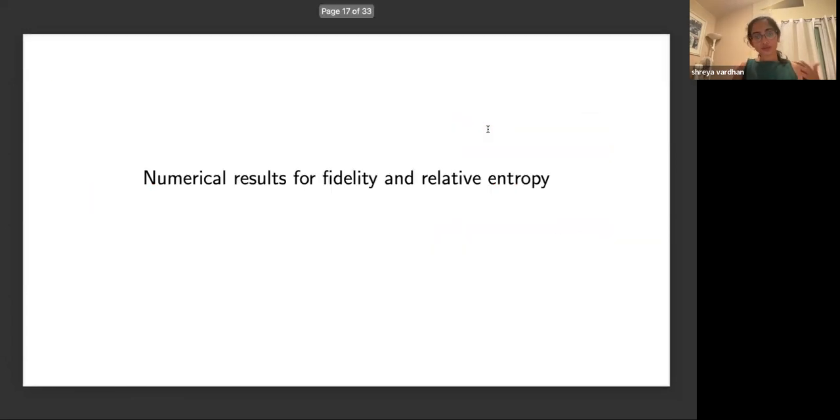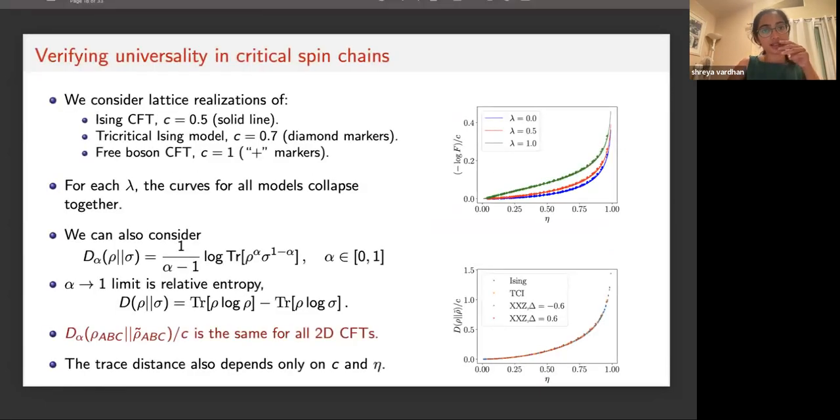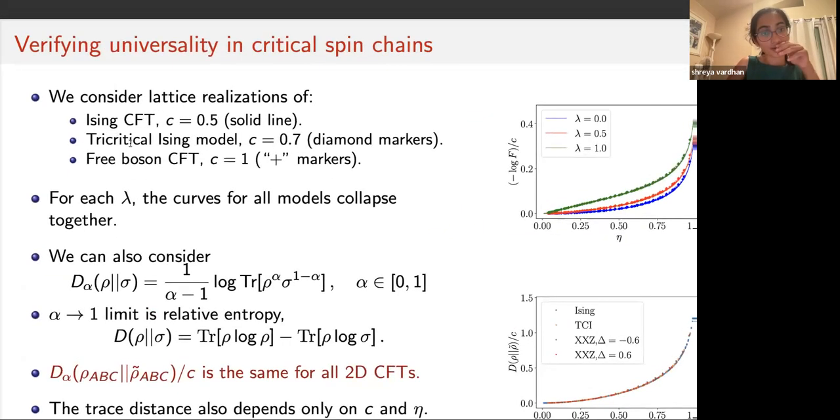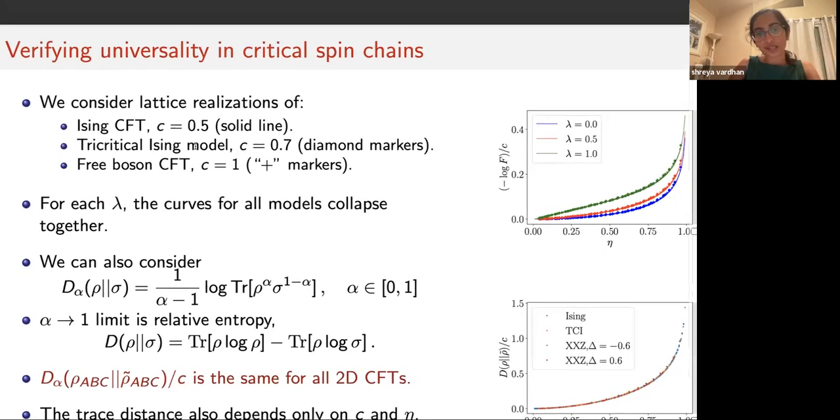Okay, but let me show you what we find numerically. So we looked at lattice realizations of 3 different CFTs: the Ising CFT, the tricritical Ising model, and the free boson CFT. Each of these has different central charges and also different operator contents. But the prediction from the previous slide was that if you look at minus log f divided by c, then it should be the same function in each of these theories.